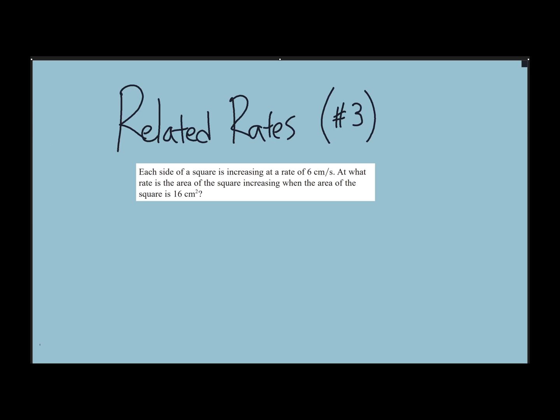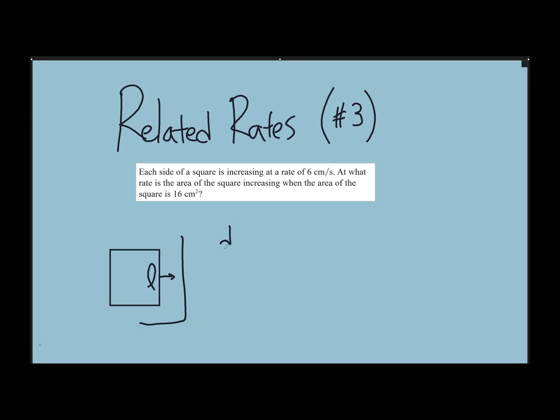Problem number 3 is pretty straightforward, but I'm going to add a little twist. Now, they tell us that the sides of a square are increasing. So here's our square. And we know that it's going to bump out to a new square size like this, right? Whatever the length is here, they're saying it's increasing at a rate of 6 centimeters per second.